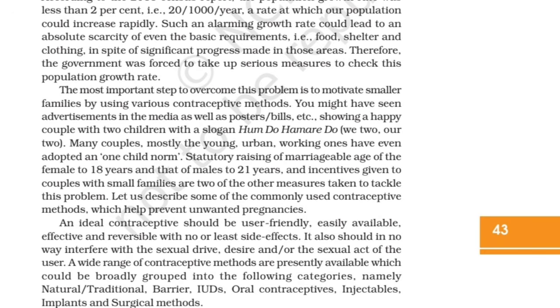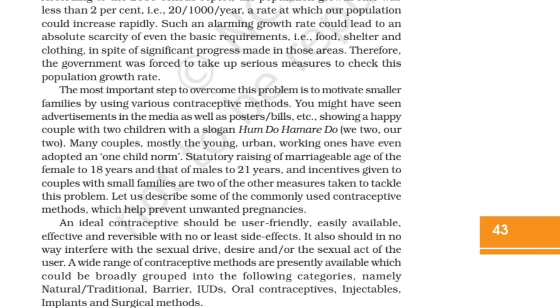The most important step to overcome this problem is to motivate smaller families by using various contraceptive methods. You might have seen advertisements in the media, as well as posters, bills, etc., showing a happy couple with 2 children, with a slogan, "Hum do hamare do," we two, our two. Many couples, mostly the young urban working ones, have even adopted a one-child norm.